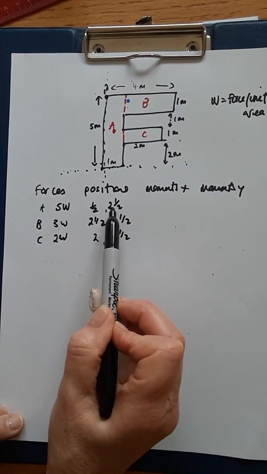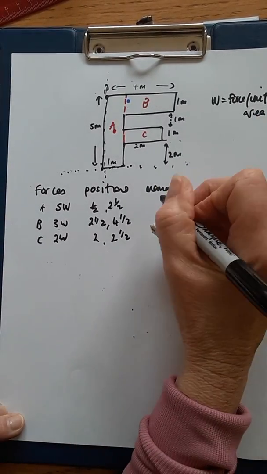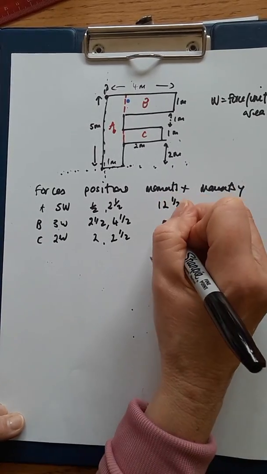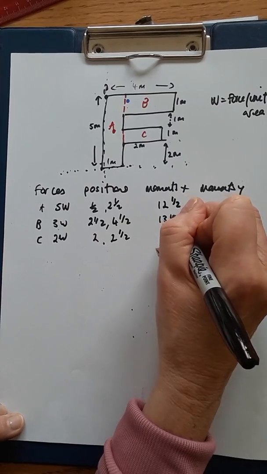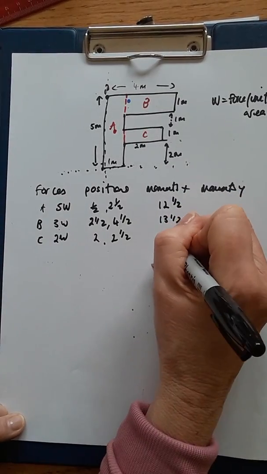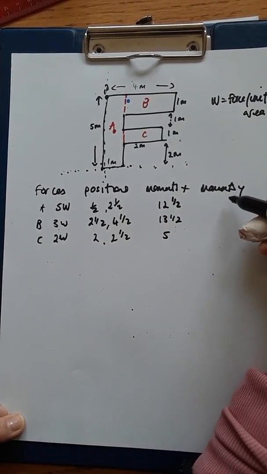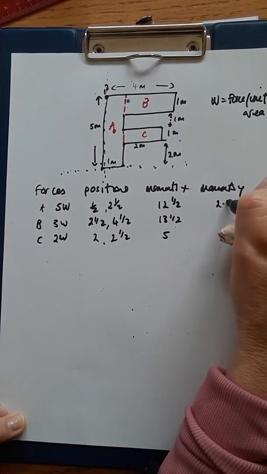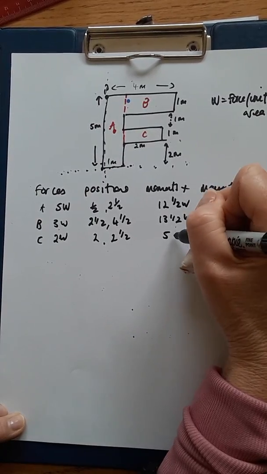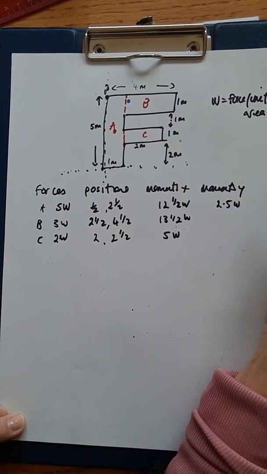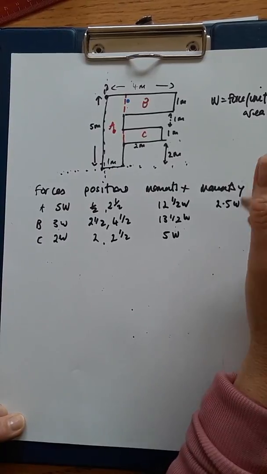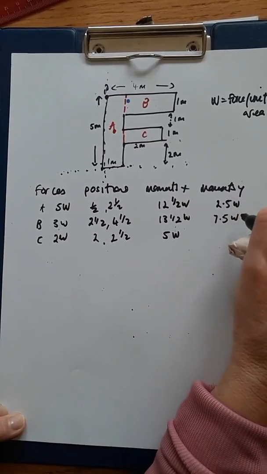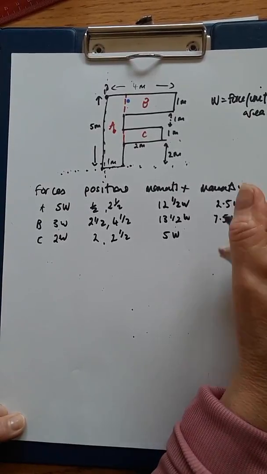So about the x-axis, the distance from the x-axis is 2.5, and when I multiply 5 by 2.5, I'm going to get 12.5. When I multiply 3 by 4.5, I'm going to get 13.5. And when I multiply 2 by 2.5, that's going to give me 5. Then I'm going to get the moments about the y-axis. This is going to be 5 by 1/2, which is going to give me 2.5. And these are all times W, I forgot that. The moments about for B is going to be 3 times 2.5, which is going to give me 7.5 times W. And the last one, of course, is 2 by 2, which is 4W.